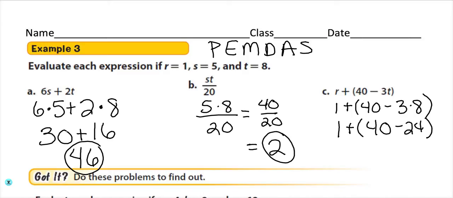All right, we still have parentheses, so we got to do those first. So we're going to do 40 minus 24 first, which will give us 16. And then from there, we have 17. That's our answer.